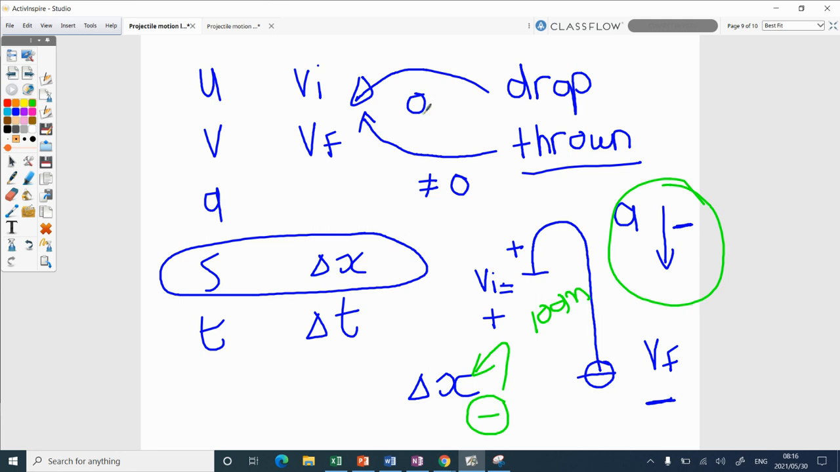You say VF was positive. VF is negative. So is delta X going negative after the maximum pass?